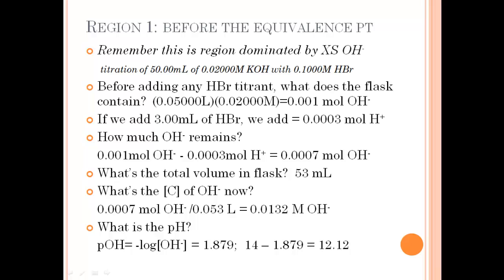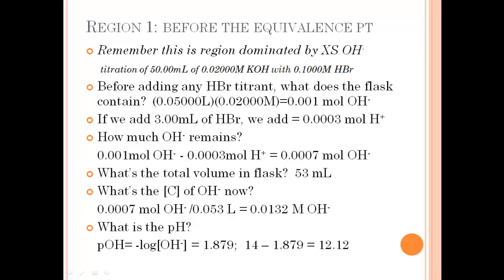Well, pOH is negative log of OH. You've calculated what the concentration of OH is. So if you take 0.0132, you take the negative log of that, you should get 1.879. Remember, this is pOH, so you would take 14 minus 1.879, and that gives you a pH of 12.12.